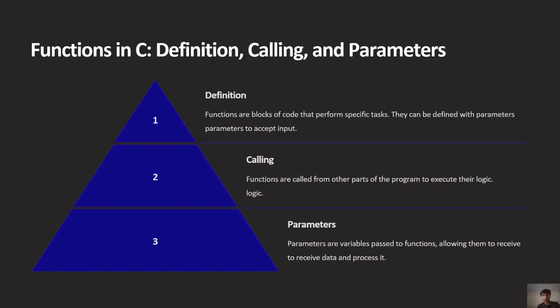Functions in C: definition, calling, and parameters. Definition: functions are blocks of code that perform specific tasks. They can be defined with parameters to accept input. Calling a function: functions are called from another part of the program to execute their logic. Parameters: parameters are variables passed to a function, allowing it to receive and process data.